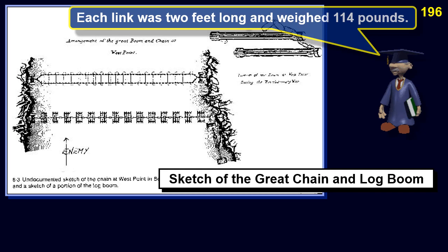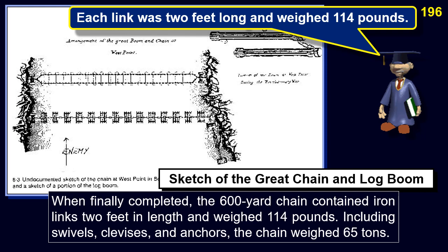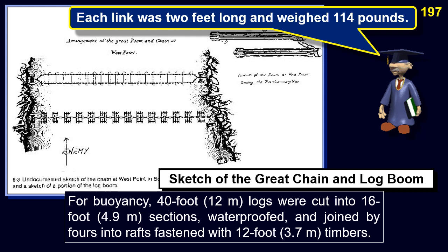When finally completed, the 600-yard chain contained iron links 2 feet in length and weighed 114 pounds, including swivels, clevises, and anchors. The chain weighed 65 tons. For buoyancy, 40 foot, 12 meter logs were cut into 16 foot, 4.9 meter sections, waterproofed, and joined by 4s into rafts fastened with 12 foot, 3.7 meter timbers.